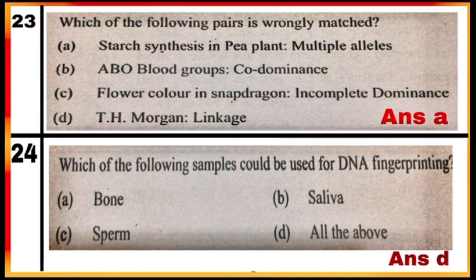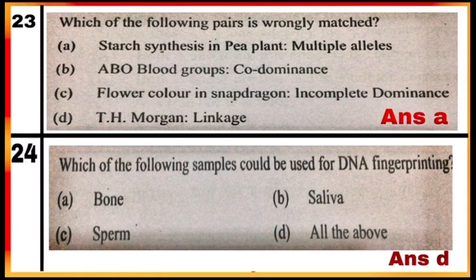See option B. ABO blood group shows codominance. This is correct. Option C. Flower color in snapdragon is an example of incomplete dominance. This is also correct. Option D. T.H. Morgan studied linkage. This is also correct. So here the incorrect statement or the wrong match is option A. So mark A.